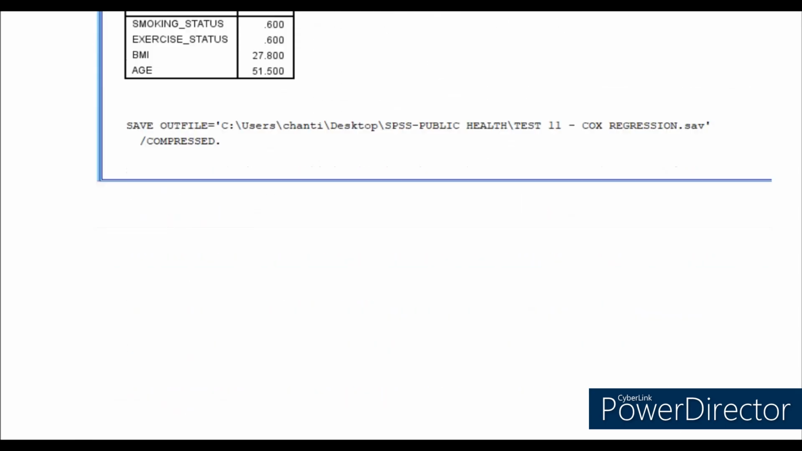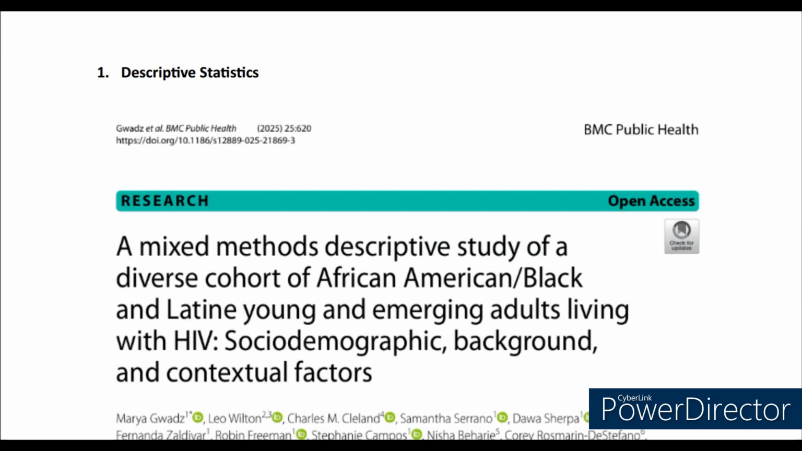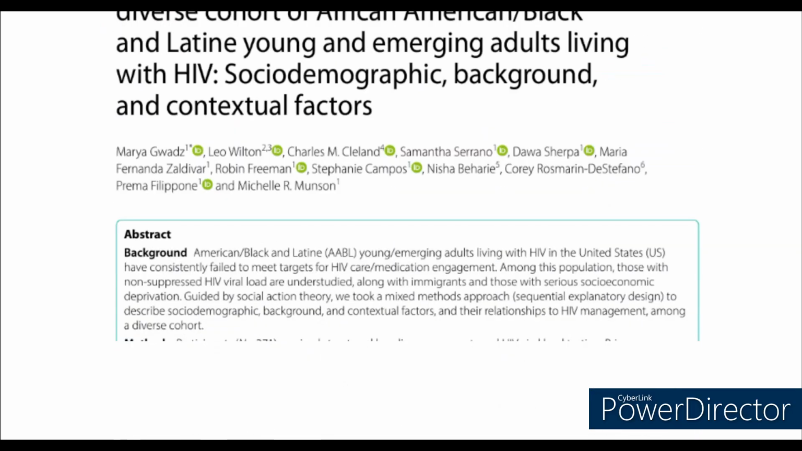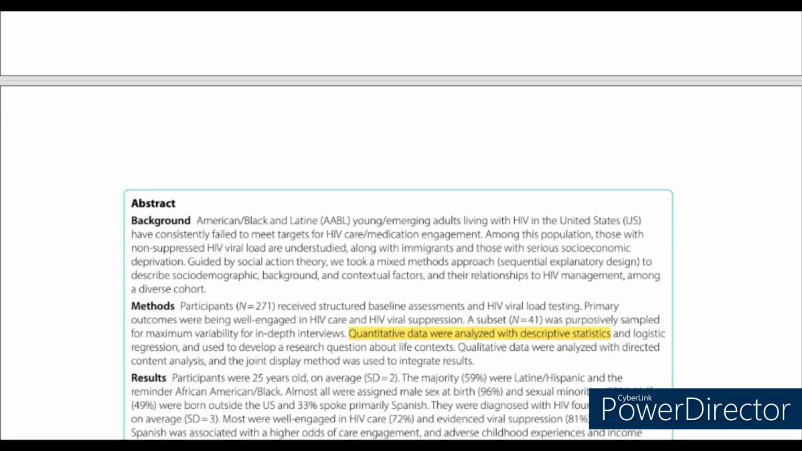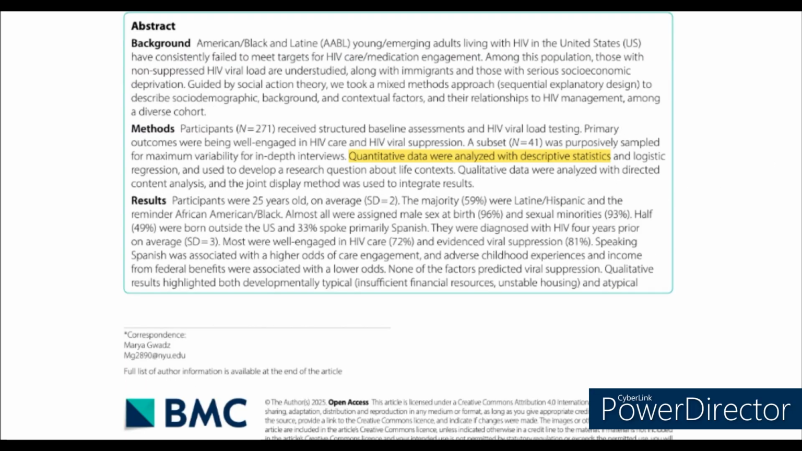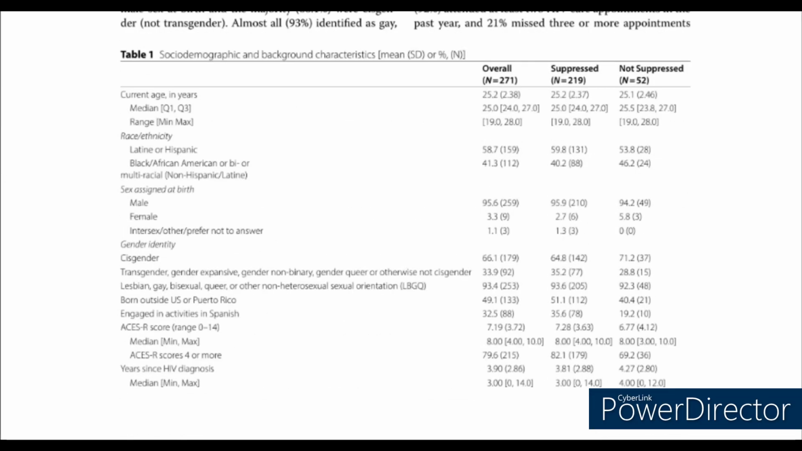So for better understanding, I have collected some articles where they have used different statistical tests. So first we will start with the descriptive statistics. Okay. So in this article, if you can look at the data analysis part in the methodology section, they have clearly mentioned that quantitative data were analyzed using descriptive statistics. So we already know that descriptive statistics are used to summarize the data, where we can see the mean, standard deviation, etc. Right. So this table shows us the descriptive statistics of the study.